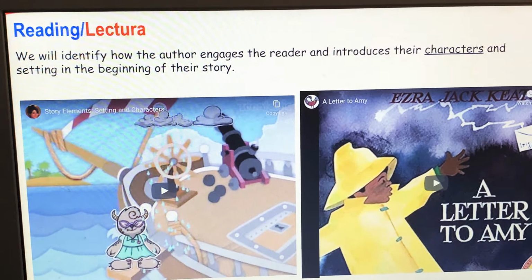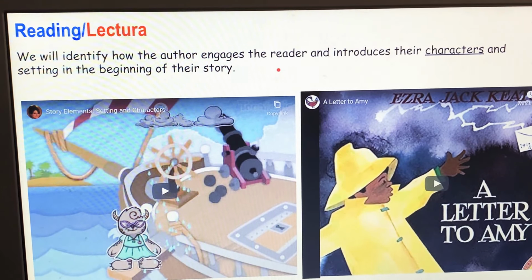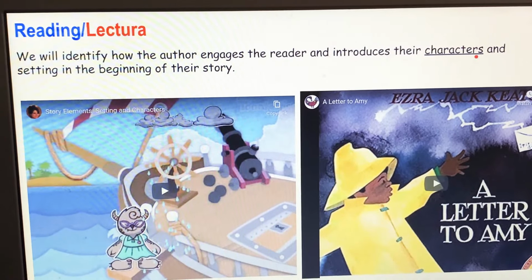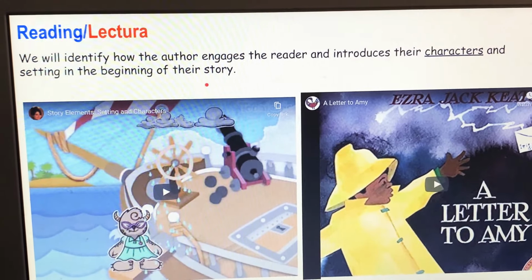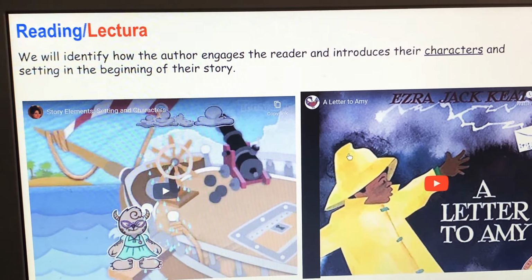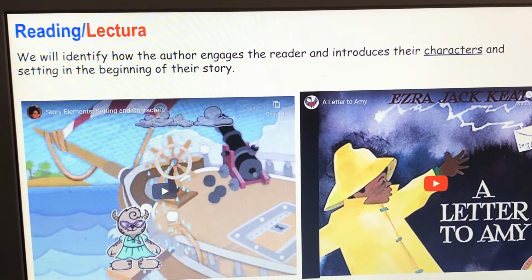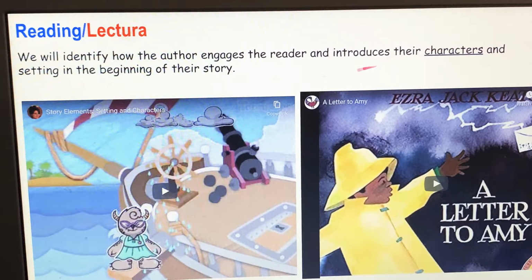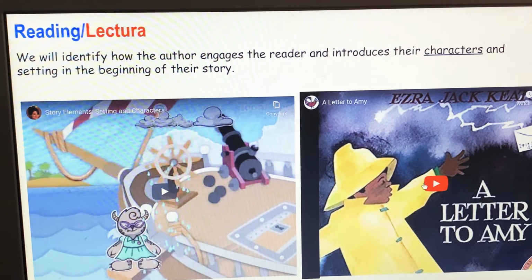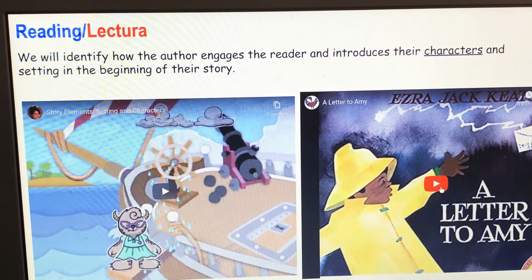Hello, readers. Today we will be identifying how the author engages the reader and introduces their characters and setting in the beginning of their story. So today we're going to be reading a book called A Letter to Amy, written by Ezra Jack Keats. And we're going to be focusing on how this author, Ezra Jack Keats, introduces the character. What do they say that makes us see who the characters are? And where does the setting take place in this story?